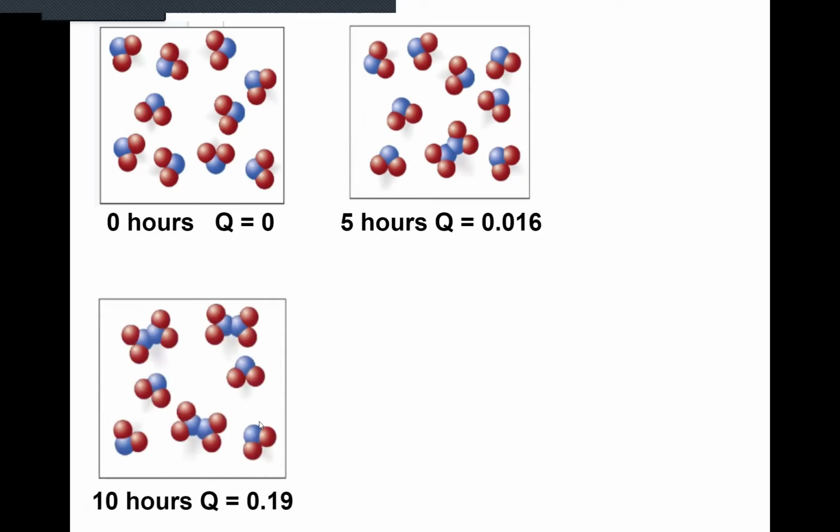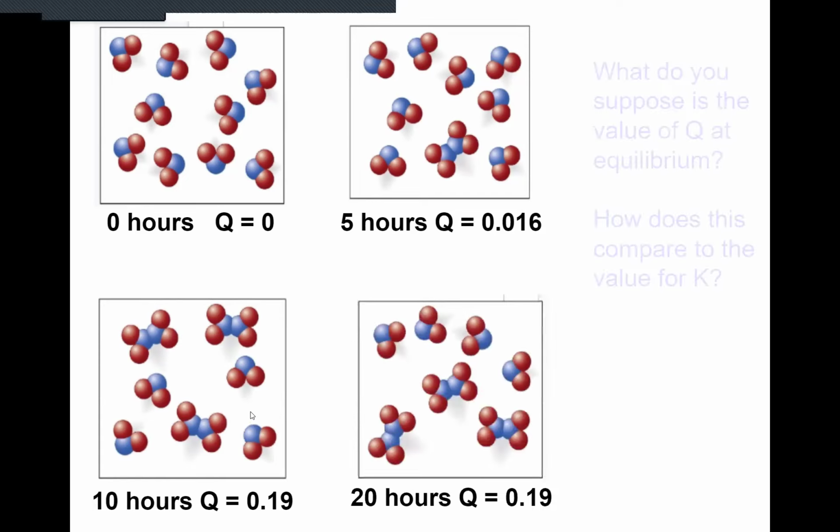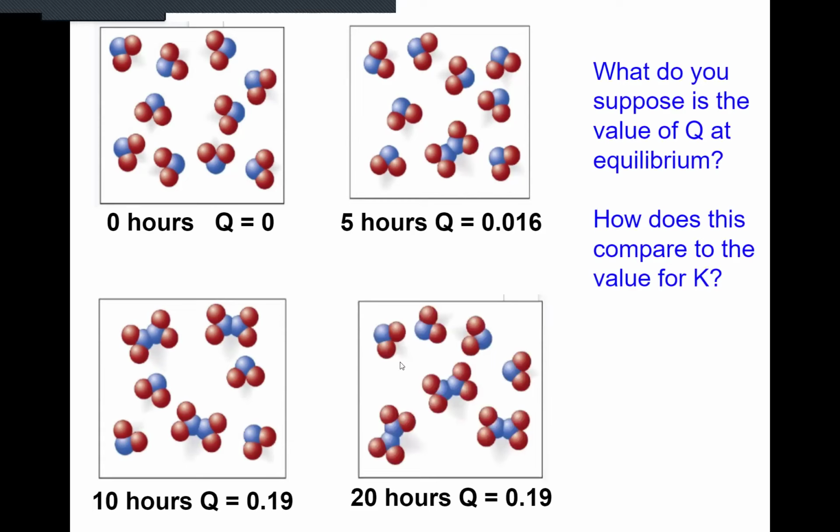10 hours goes by from the beginning. There are 3 of the big products, 4 of the original smaller reactants. The value for Q now is up to 0.19. Another 10 hours goes by and the value for Q has not budged. It remains at 0.19. All right, let me ask you a question. Use common sense, please. What's the value for Q at equilibrium? If you waited 10 hours and arrived at a value of 0.19, you wait another 10 hours and it's still 0.19? Hey, that's the value for Q at equilibrium.